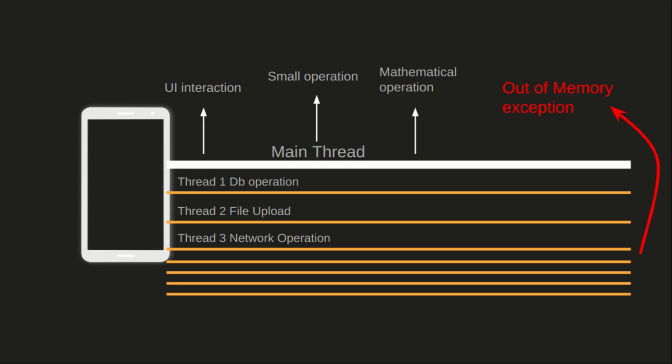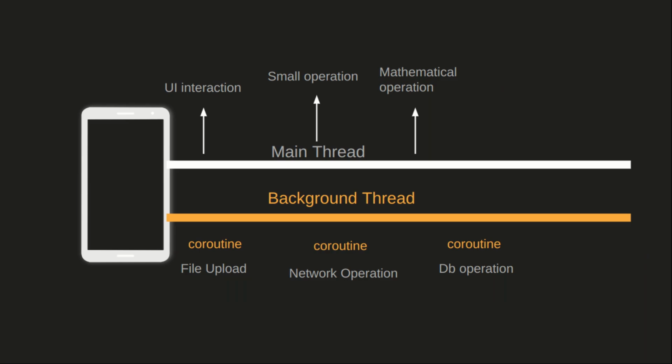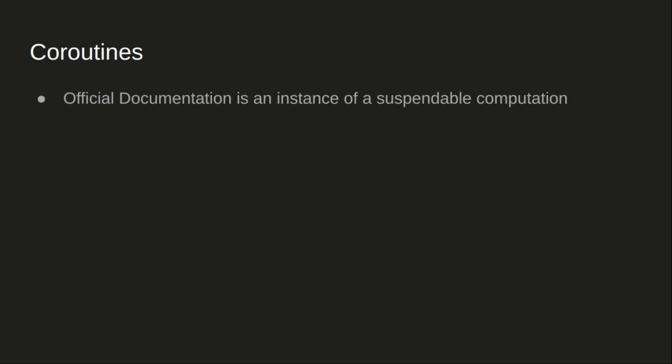So here come Kotlin Coroutines. Kotlin Coroutines are going to help us manage this because it's just like managing threads. We're creating background thread pools that can be used for executions. So we're creating a coroutine for file uploading, for network operations, and database operations. So you might be wondering, what is a coroutine actually? The official documentation says that it is an instance of suspendable computation. Do you understand it? Hope not. So let's break down these concepts as easily as possible.